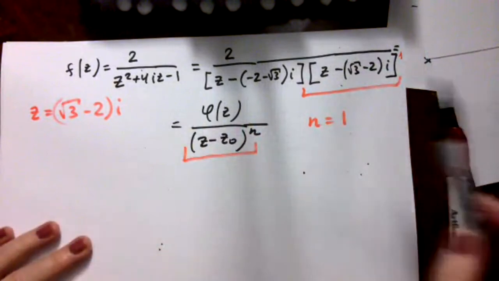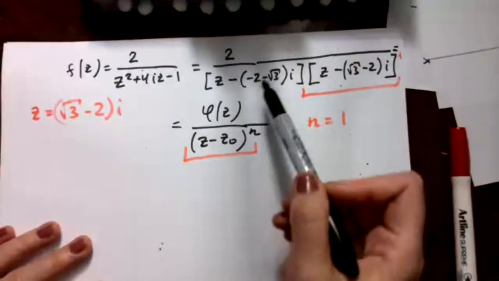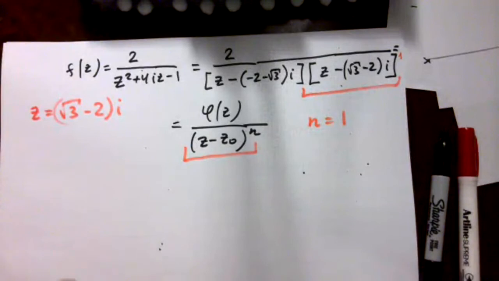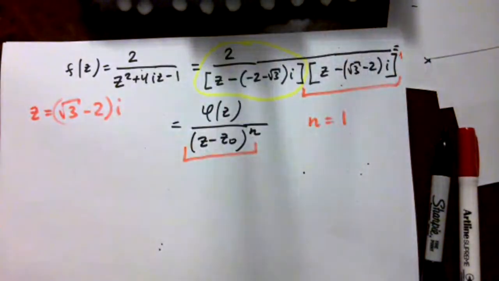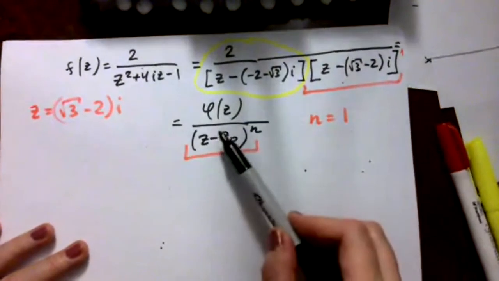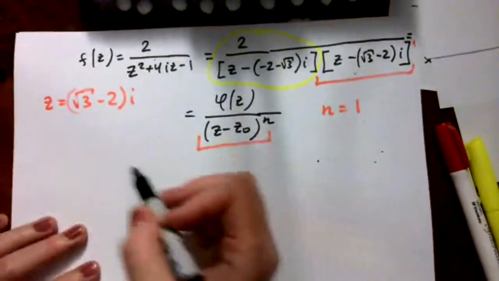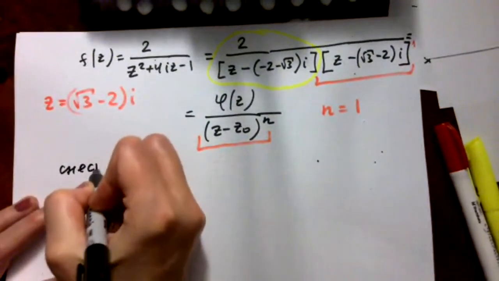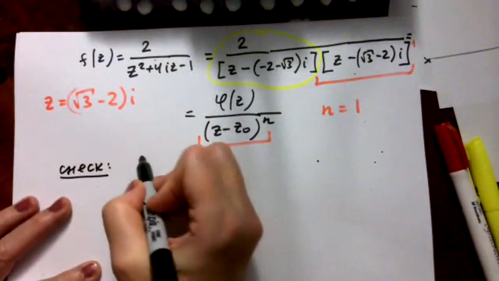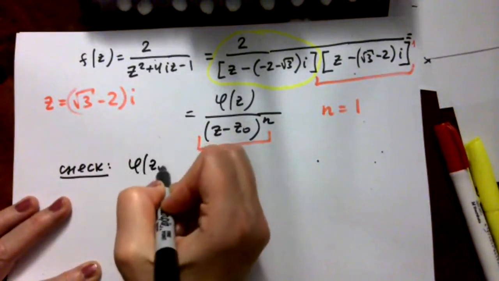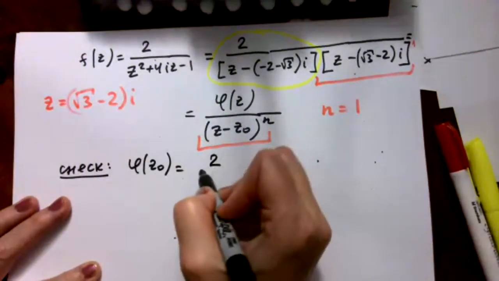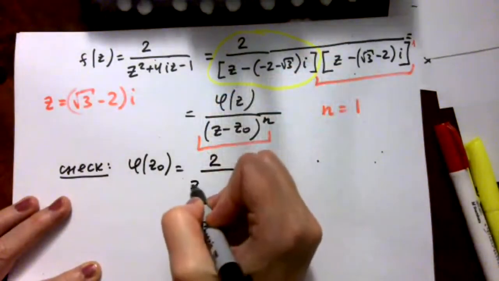But before making this conclusion, we need to make sure that our expression, which corresponds to phi of z, and this yellow part corresponds to phi of z, is not equal to 0 at this point. Let's check it. So checking is very important. Let's check. So phi of z0, in our case phi looks like 2 divided by this expression.